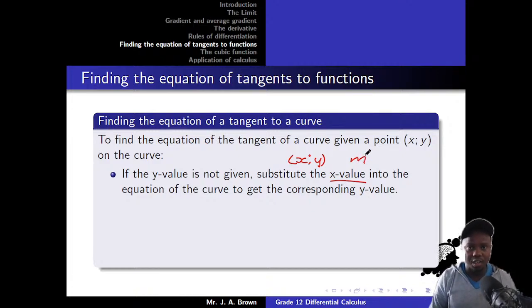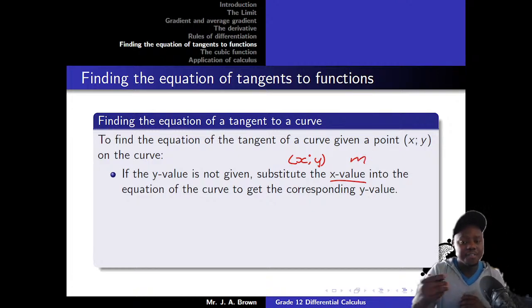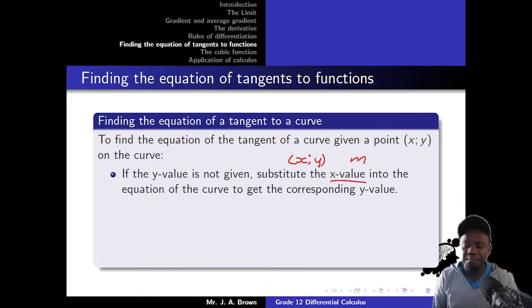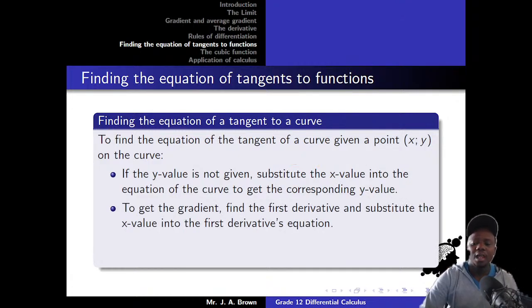That's what we need for the equation of the tangent. So if there's no y value but there's an x value, substitute x into the original equation to get y. This is something you're familiar with. Now, if we want to get the gradient, we need to find the first derivative.